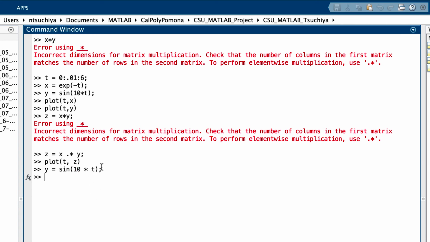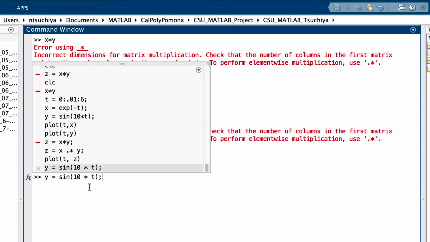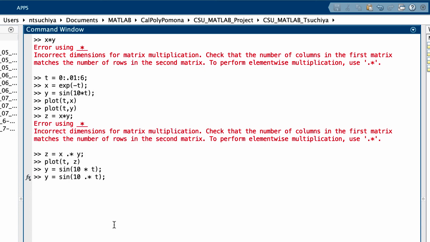So I can do this and I don't get an error, but I can also do this and I will also not get an error. That hasn't changed anything. This dot here is completely unnecessary because we are not trying to multiply two vectors of the same dimension. So just keep that in mind as you go forward.